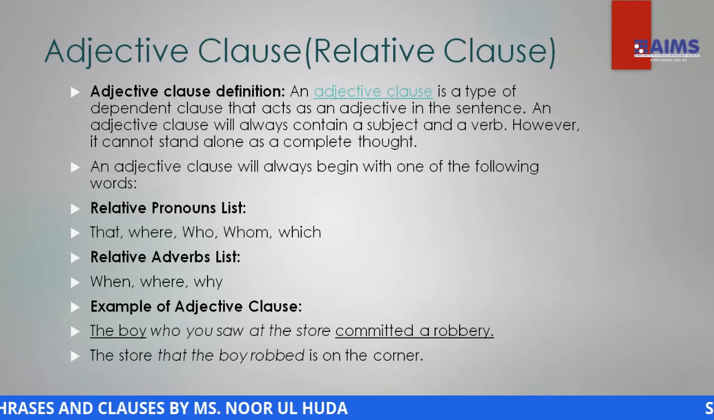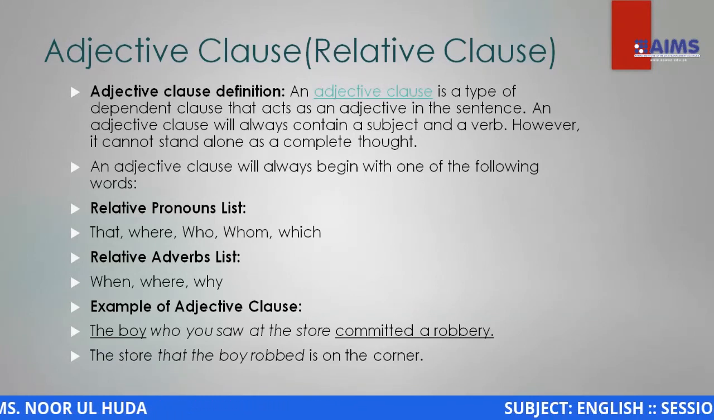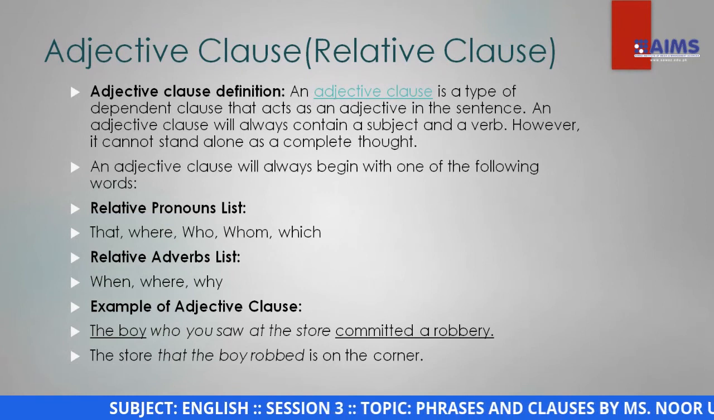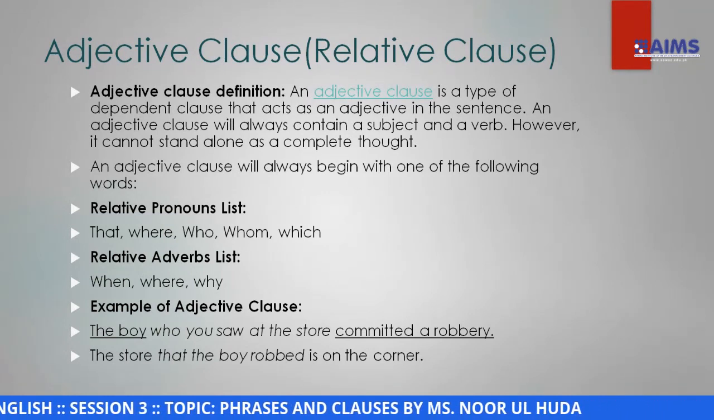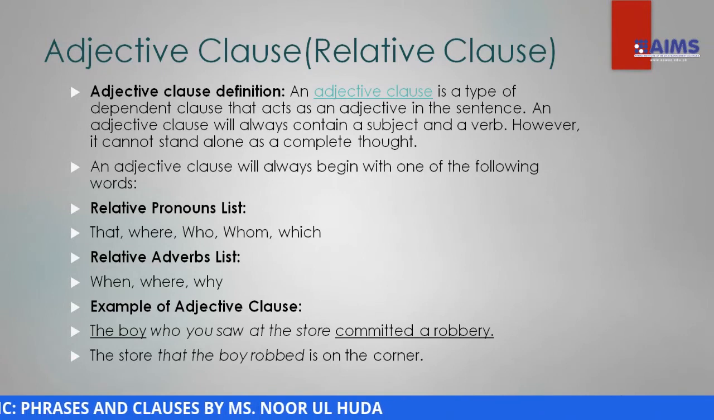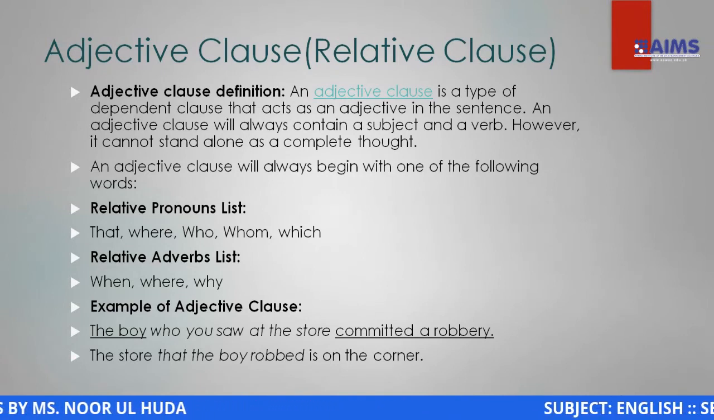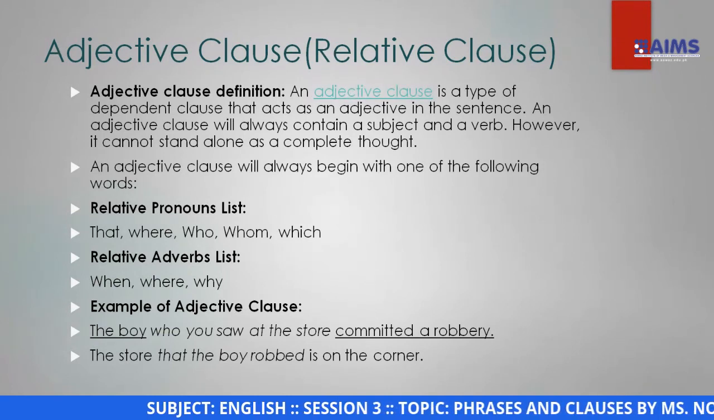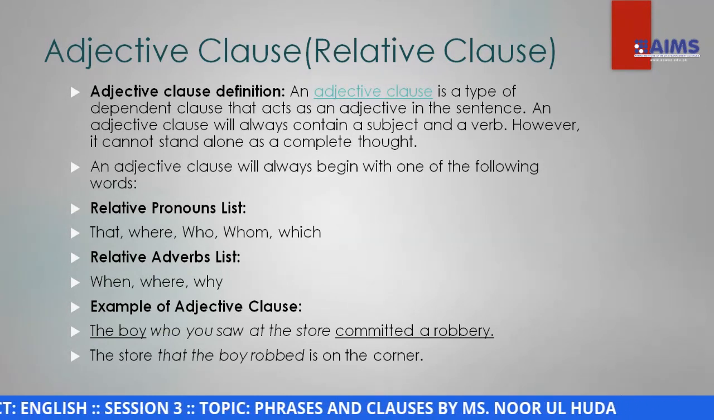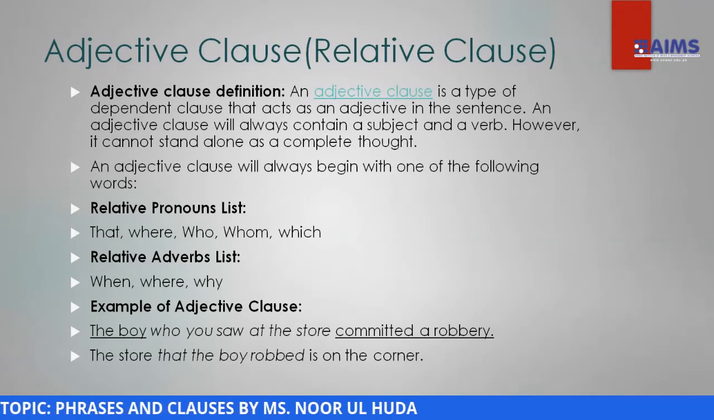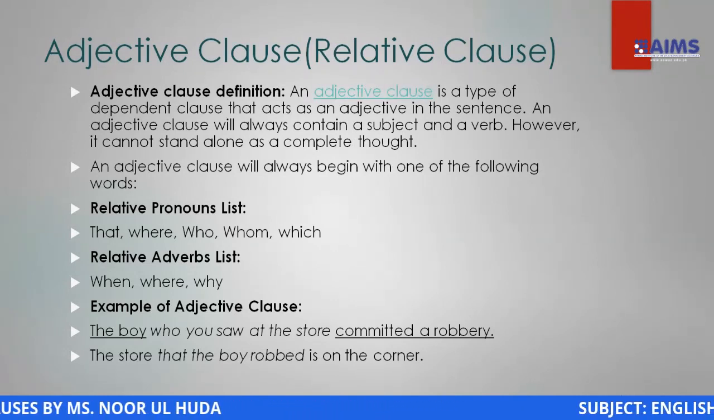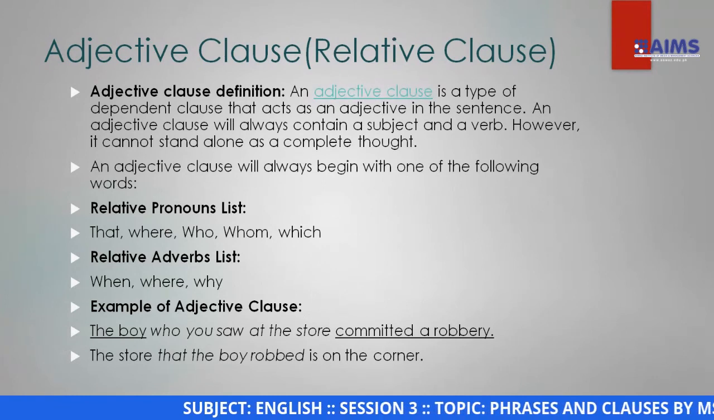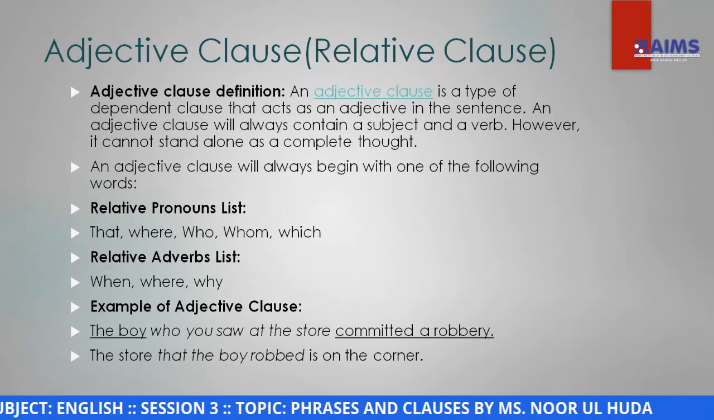"The store that the boy robbed is on the corner." Actually, the information is "The store is on the corner." "That the boy robbed" is telling us additional information about the store. So the store is on the corner, but which store is it? I am giving the additional information about the store, that the specific store was robbed by the boy.